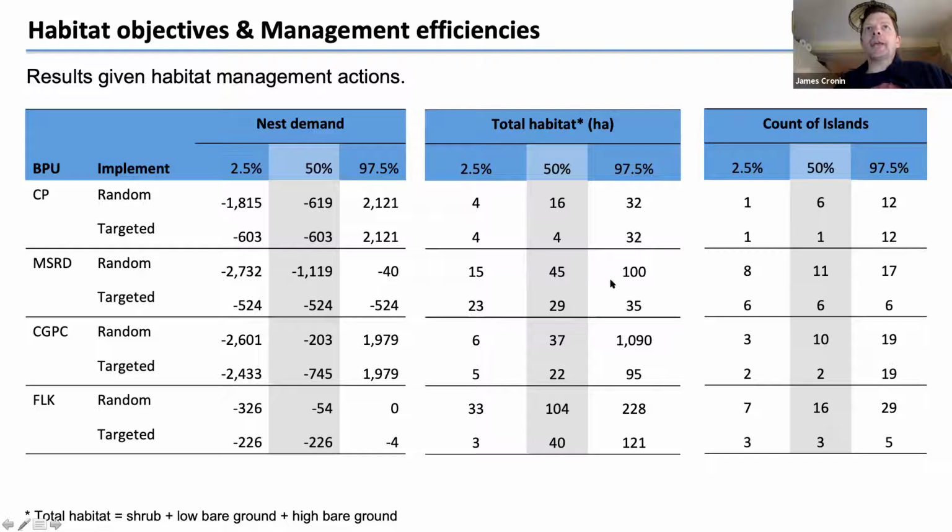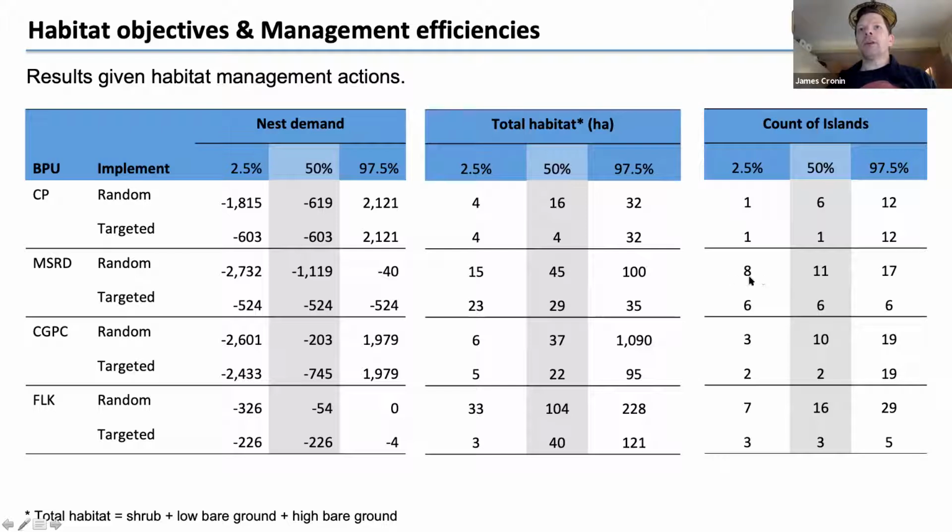And when we're tracking our total habitat and how many islands we need, we can see that being targeted is much more efficient than random. For example, in the Mississippi River Delta, in maybe 50% of the simulations, we need 45 total hectares of habitat if we're selecting islands randomly, but we can achieve it with only 29 if we're being targeted. Same with the number of islands. That 45 hectares is spread across, say, 11 islands, but maybe only 6 if we're being targeted.